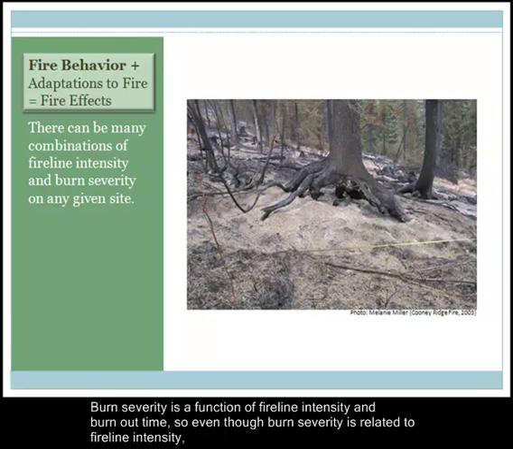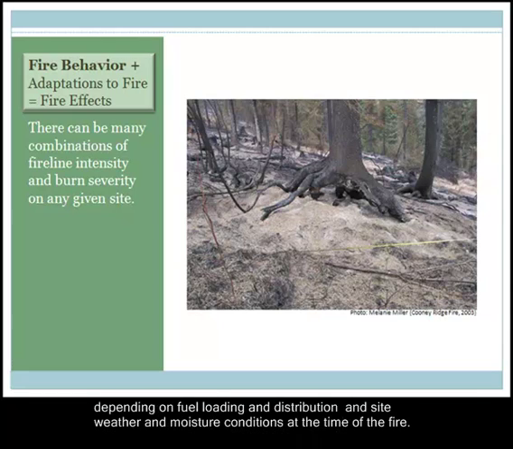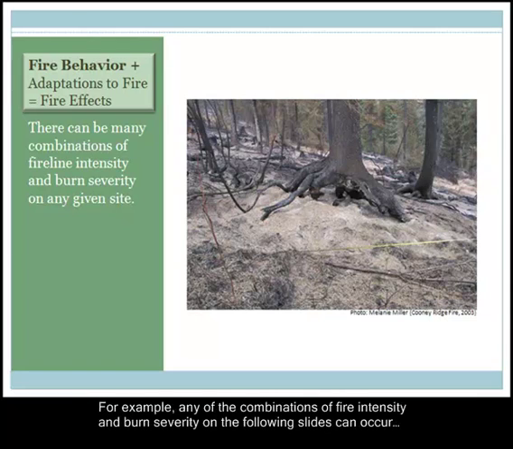So even though burn severity is related to fire line intensity, a low-intensity fire does not always produce a low-severity fire. In fact, there can be many combinations of fire line intensity and burn severity on any site, depending on fuel loading and distribution, and site weather and moisture conditions at the time of the fire. For example, any of the combinations of fire line intensity and burn severity on the following slides can occur.